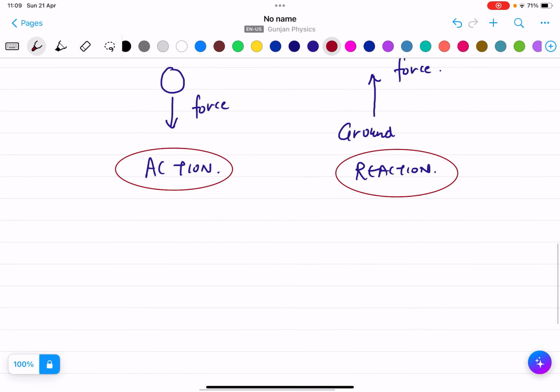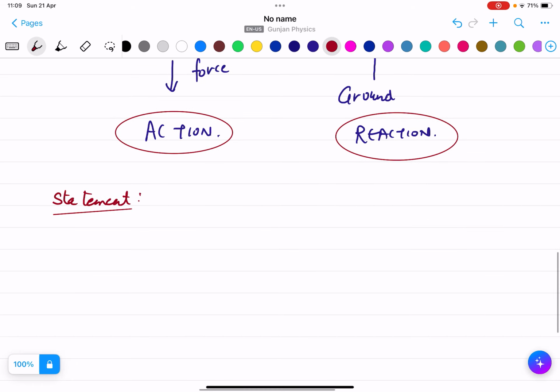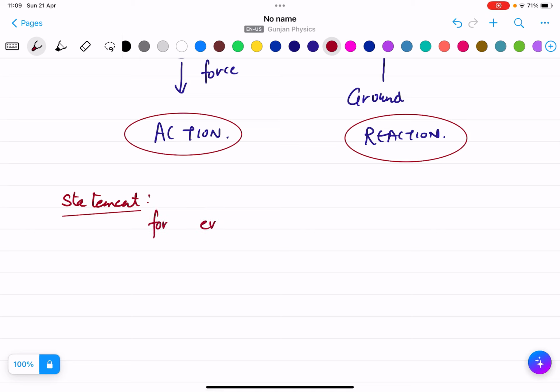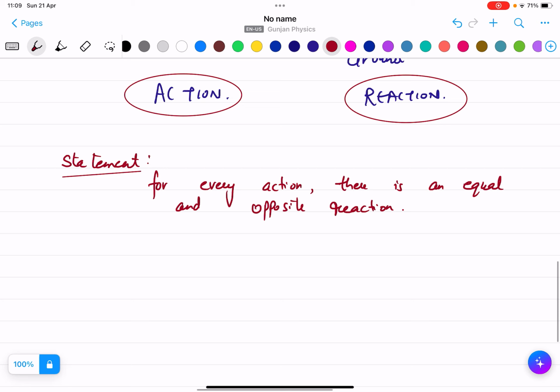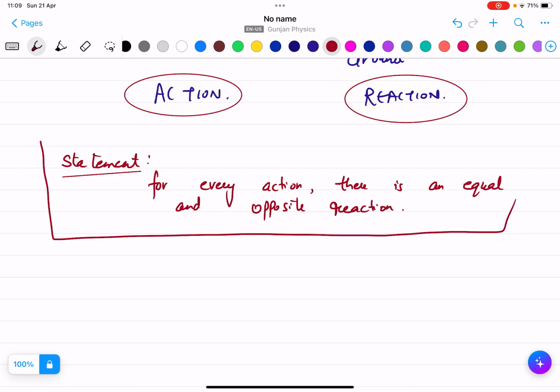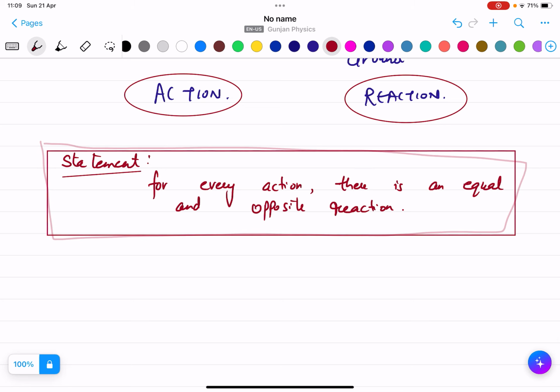So what is the statement of Newton's third law of motion? For every action, there is an equal and opposite reaction. Okay? And remember, this is the statement of Newton's third law of motion.